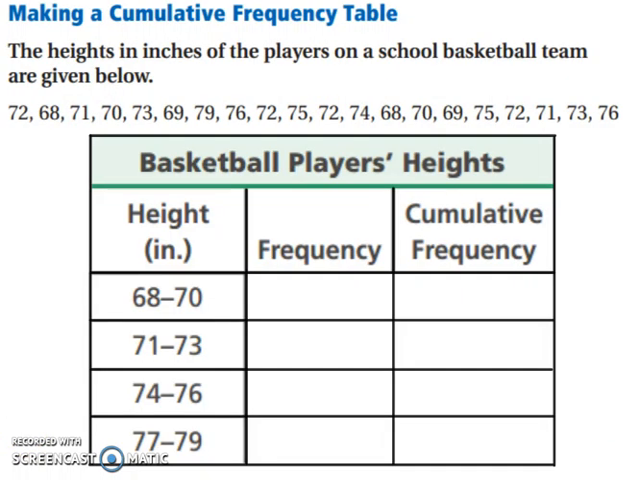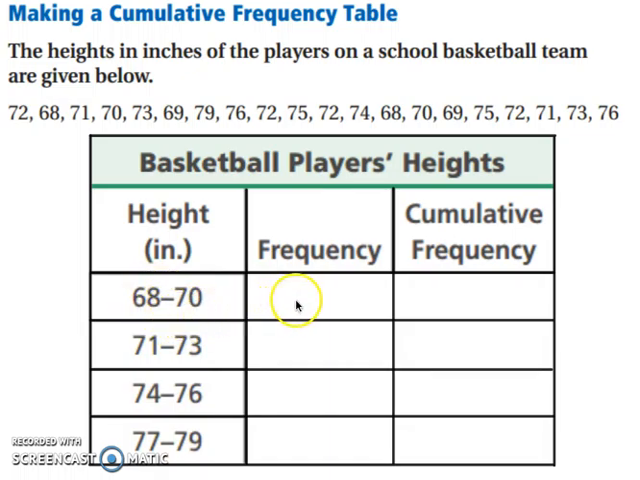So now let's look at making cumulative frequency tables. So the heights in inches of the players on a school basketball team are given below. So here we go. Your smallest value is 68 and your largest value is 79. So now that we have your smallest and your largest, what we're going to do is split all the data up so that things are all evenly separated.